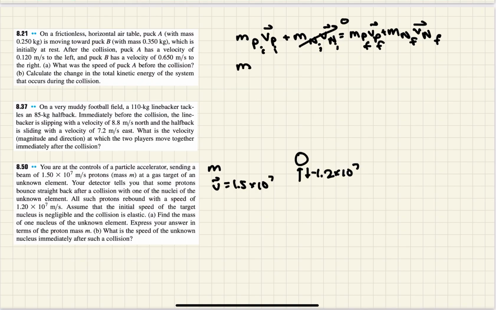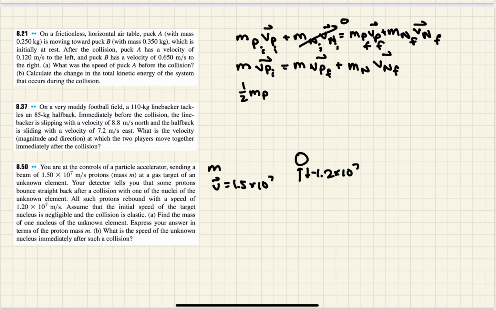Now, let's simplify things a bit. We know that m proton is just m. And VPI, we know, but I'm just going to leave it as VPI. And that's going to be equal to MPF is still M, times VPF plus MN, I'm going to leave it as MN because the final doesn't matter, times VNF. Okay, that's one equation.